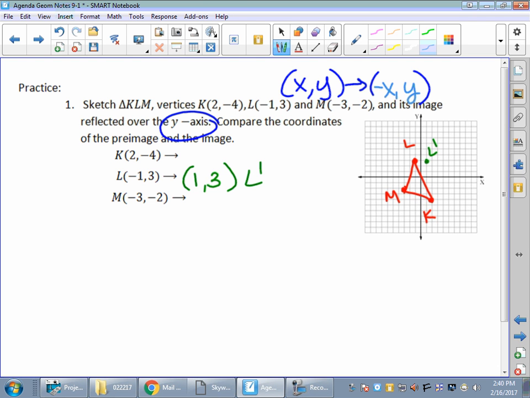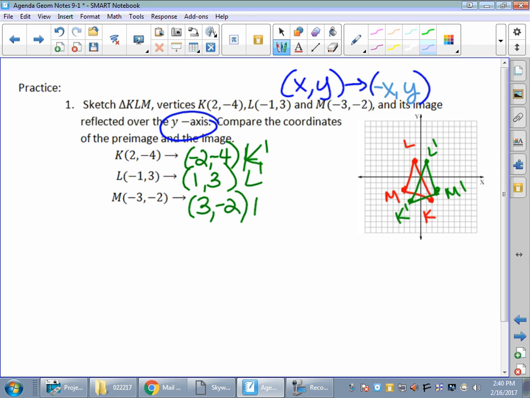My K value over here in quadrant 4 ends up being equidistant in quadrant 3. So that'll be my K prime, -2, -4. And my M point that is over here in quadrant 3 ends up getting reflected over in quadrant 4. So that should be 1, 2, right about there, I think. M prime. It's okay for our image and our pre-image to overlap each other.